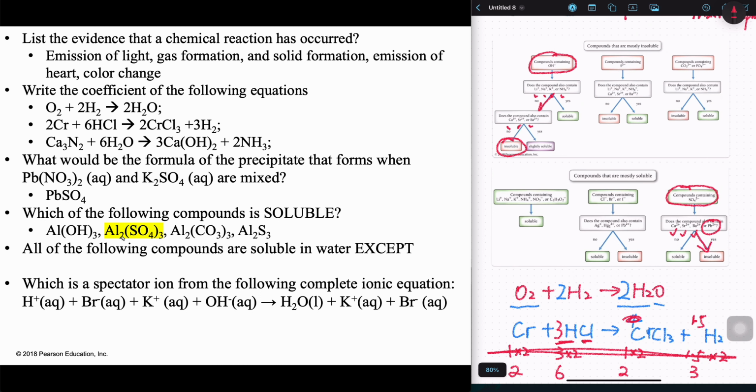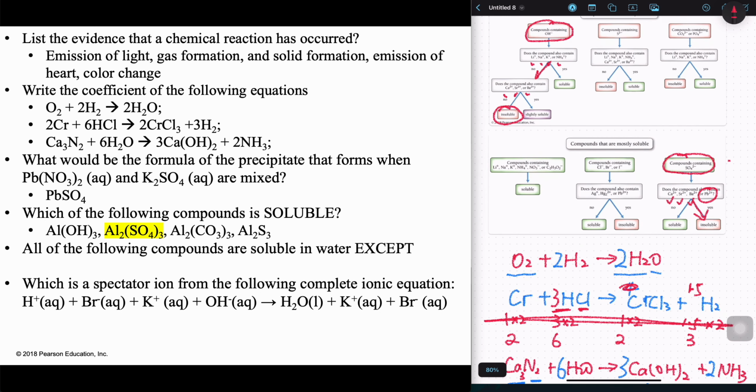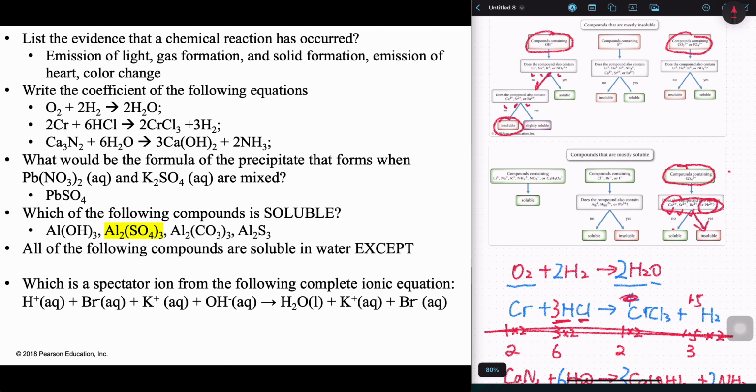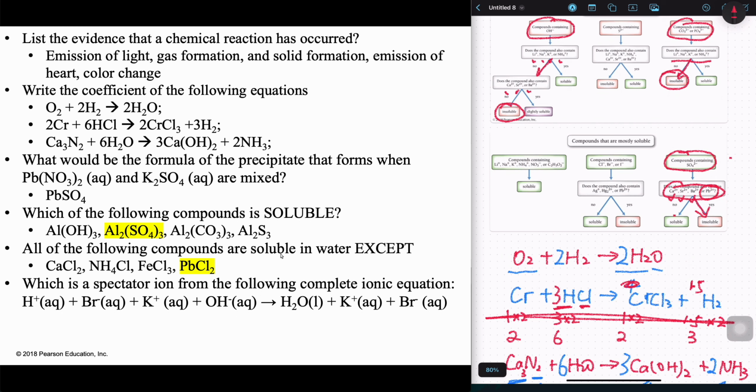Next one, aluminum sulfate. Aluminum sulfate is something we check here. It contains sulfate, and it does not contain the following ions, so it is soluble. Aluminum sulfate is soluble. Next one, aluminum carbonate. Aluminum carbonate, we should go to here, right? The compound contains carbonate, and we further check whether it contains these following ions. Apparently, aluminum does not belong to this group, so it reaches insoluble. So aluminum carbonate is insoluble. The last one, you can apply the same strategy, and the diagram will tell you aluminum sulfide is also insoluble.